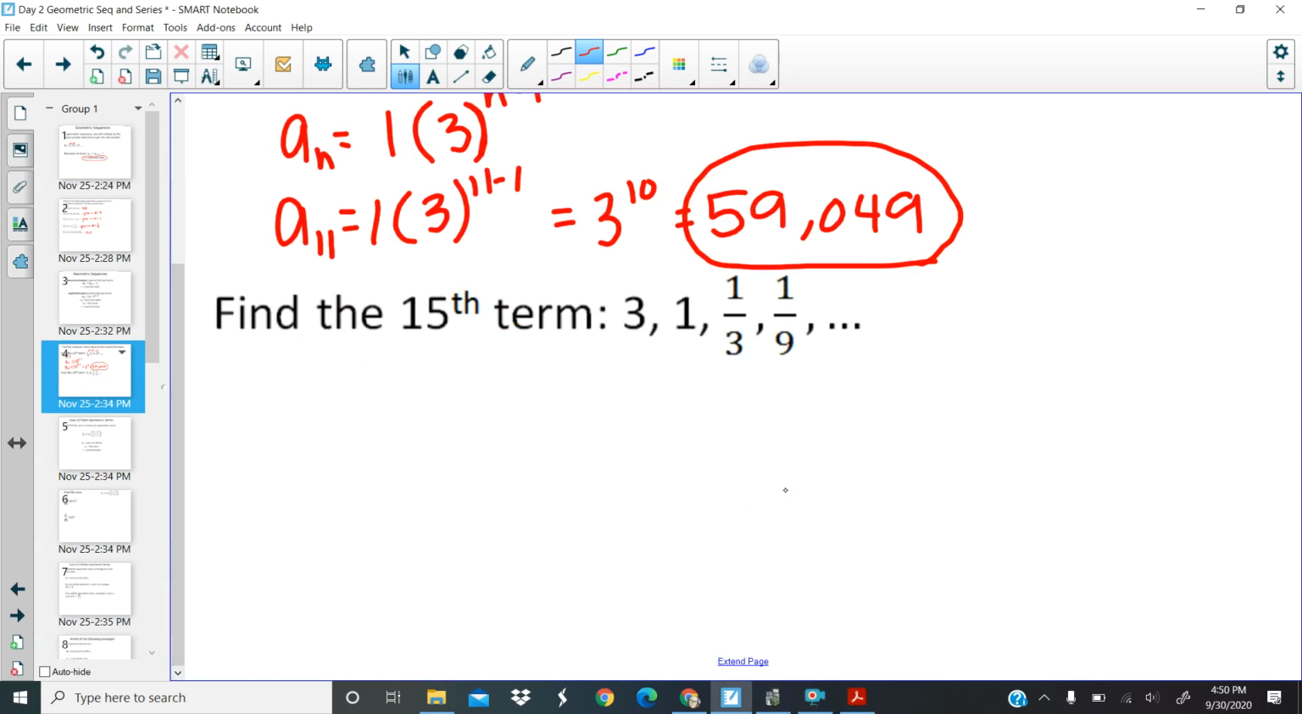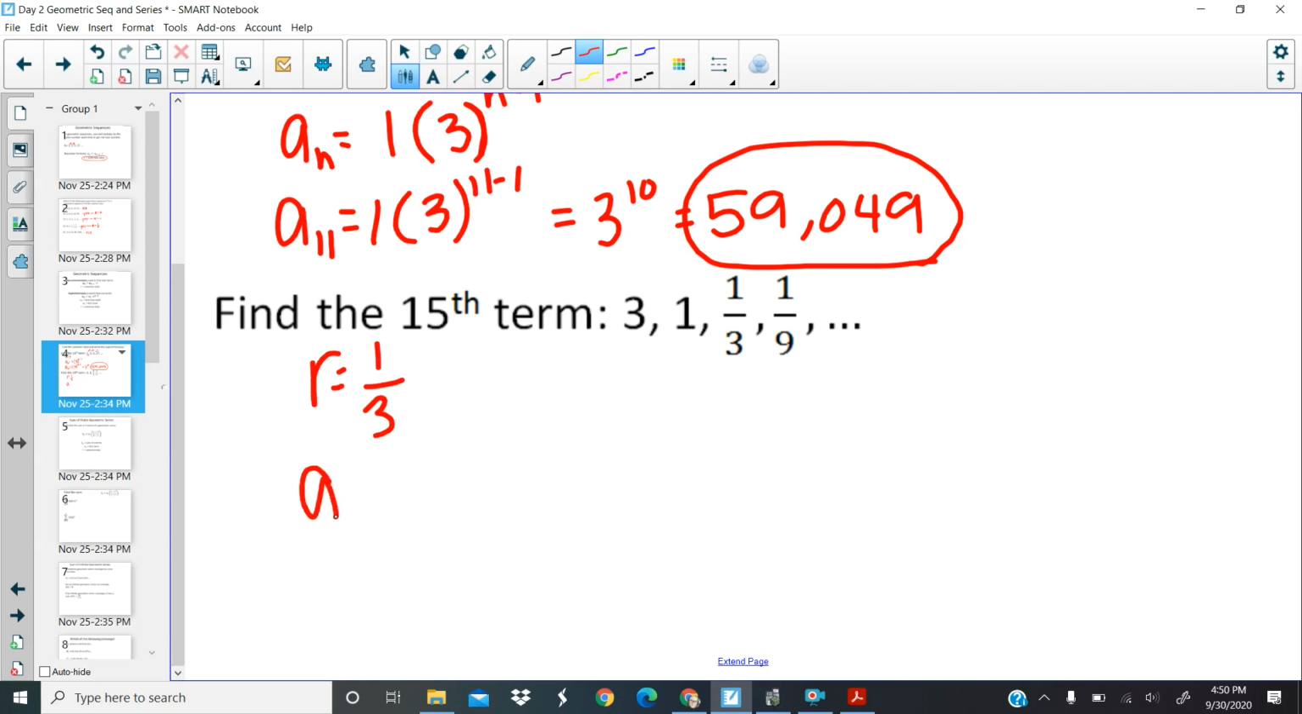So on the second example, starting with finding the common ratio. To get from 3 to 1, you're dividing by 3, which is the same as multiplying by 1/3. From 1 to 1/3, you're multiplying by 1/3, and so on. So the common ratio is just going to be 1/3.